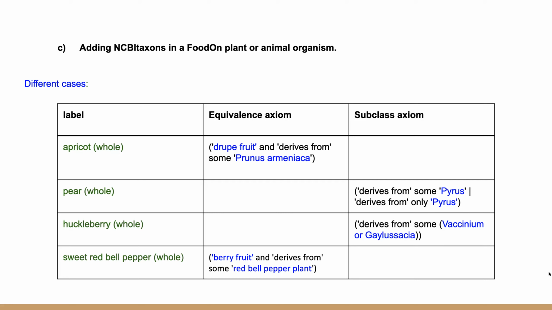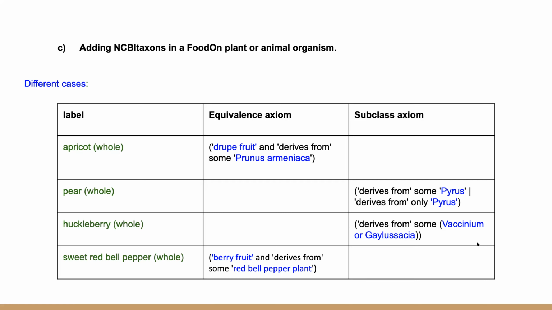And similarly, there is another, sweet red bell pepper whole. If you see, as I mentioned earlier, if in case direct taxonomy is not available, then we are going to use a FoodOn plant or organism plant term. And in this case, red bell pepper is actually a ripened berry fruit of a bell pepper plant cultivar whose taxonomy isn't available. So we have used this FoodOn term, red bell pepper plant.